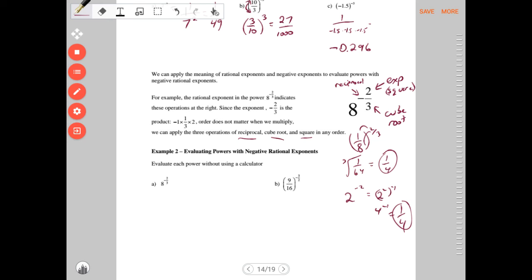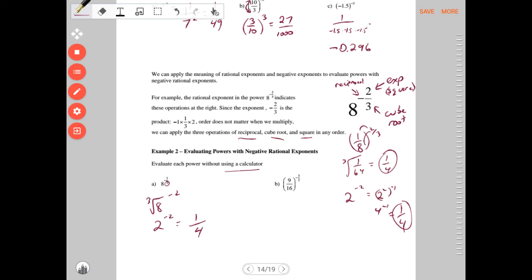Okay, so evaluate each power without using a calculator. Now again, on a test or an assessment, I'm never going to ask you that, but for now let's just practice these things. Remember, I said before that it's always best to do the root first. That 3 represents a root, so that's the cube root of 8, to the negative 2. The cube root of 8 is just 2, so that's 2 to the negative 2, which is just 1/2 squared, or 1/4.